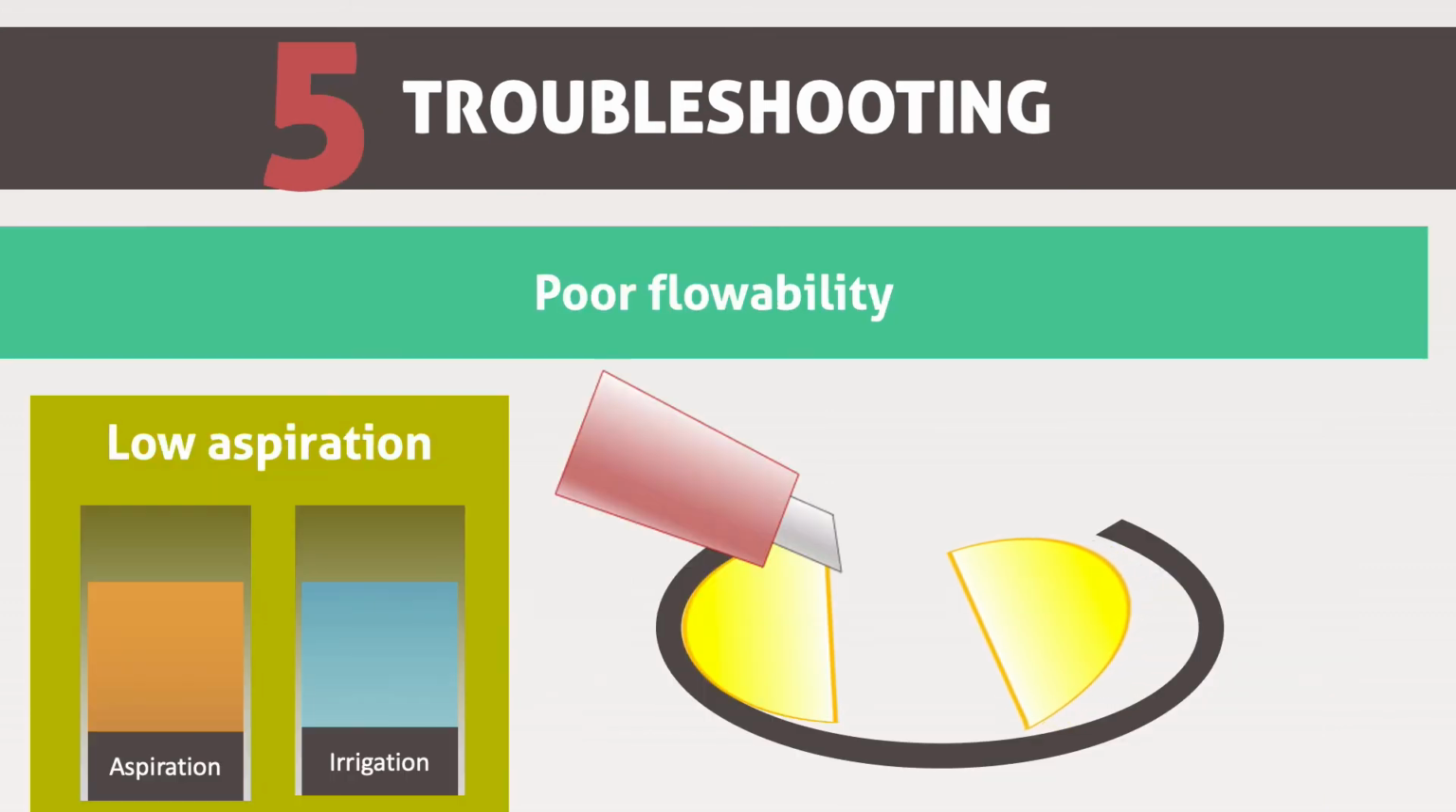The fifth problem is poor flowability. Just to remind you, flowability means how fast the nucleus pieces move toward the phacotip. And as we mentioned earlier, flowability is a function of aspiration flow rate. And also, please remember that if the bottle height or the irrigation is excessively higher than the aspiration flow rate, the flowability also will be less.